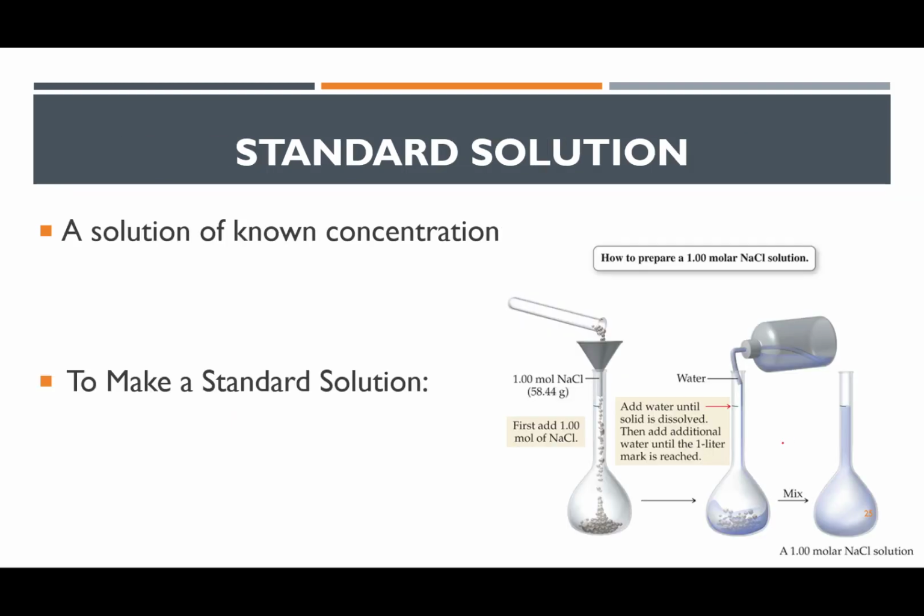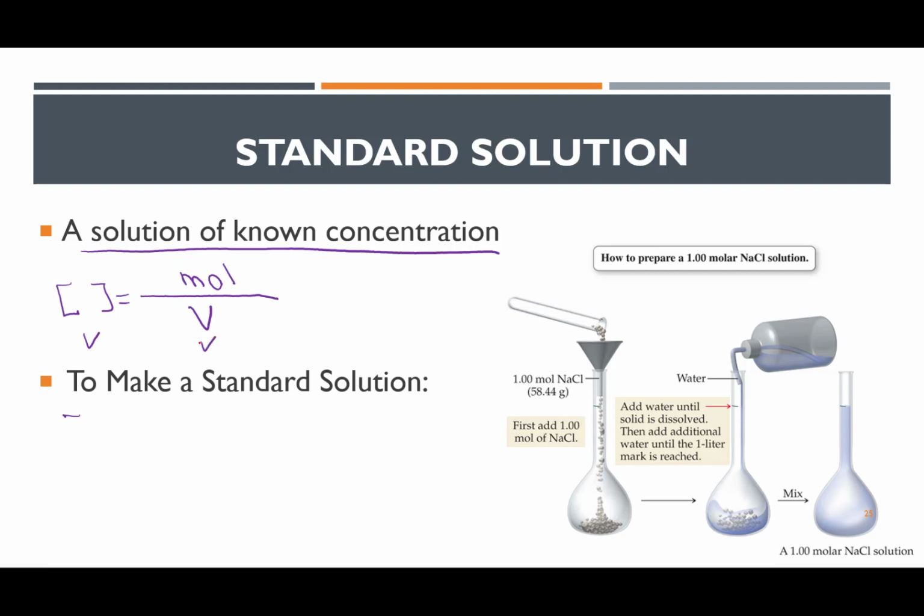Now, how do we make a standard solution? By definition, a standard solution is a solution of known concentration. If we know the concentration of your solution, we can make it from scratch. Why? Because when we are making solutions, once you know the concentration, remember, concentration is equal to mole over volume. Then when we want to make a standard solution, we know the concentration, we know the volume.